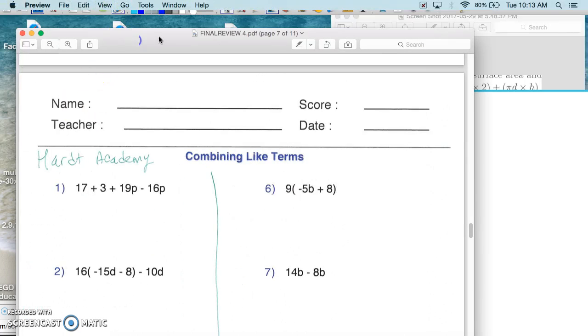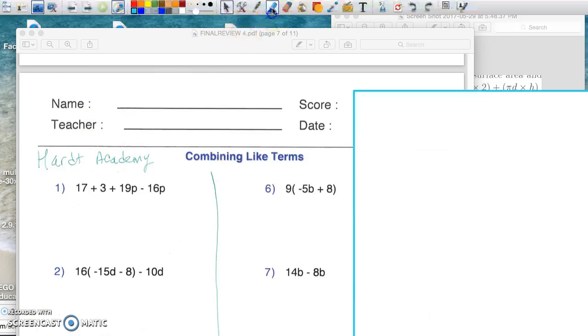Go back to something that might be a little bit easier for you, combining like terms. Combining like terms. Here we go. So with these, you've got to remember your integer rules. I'm going to match things that have the same letters with them, or your naked numbers, which we call coefficients. Remember, keep the sign that's in front of the number: a positive 19p and a negative 16p. When you combine like terms, what does the word combine mean? It means add. So you have a positive plus a negative. What do we do when we have a positive plus a negative? Subtract, keep the sign of the higher digit.